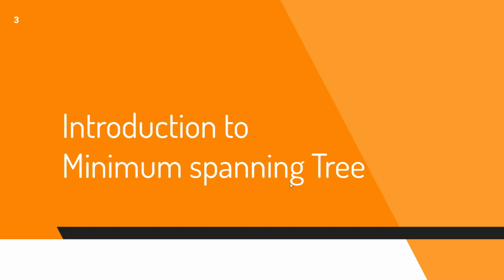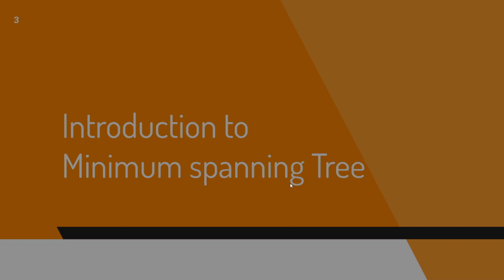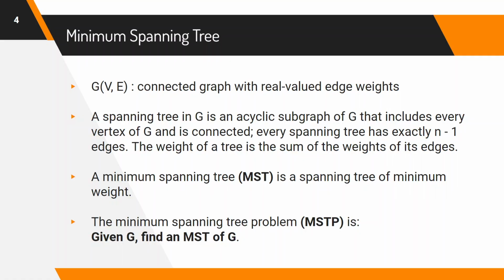Introduction to minimum spanning tree. Let's familiarize ourselves with the notation G(V, E), which represents a connected graph with real valued edge weights. So what is a spanning tree? A spanning tree in G is an acyclic subgraph of G that includes every vertex of G and is connected. Every spanning tree has exactly n-1 edges. The weight of a tree is the sum of the weights of its edges. The minimum spanning tree is the spanning tree of minimum weight sum.